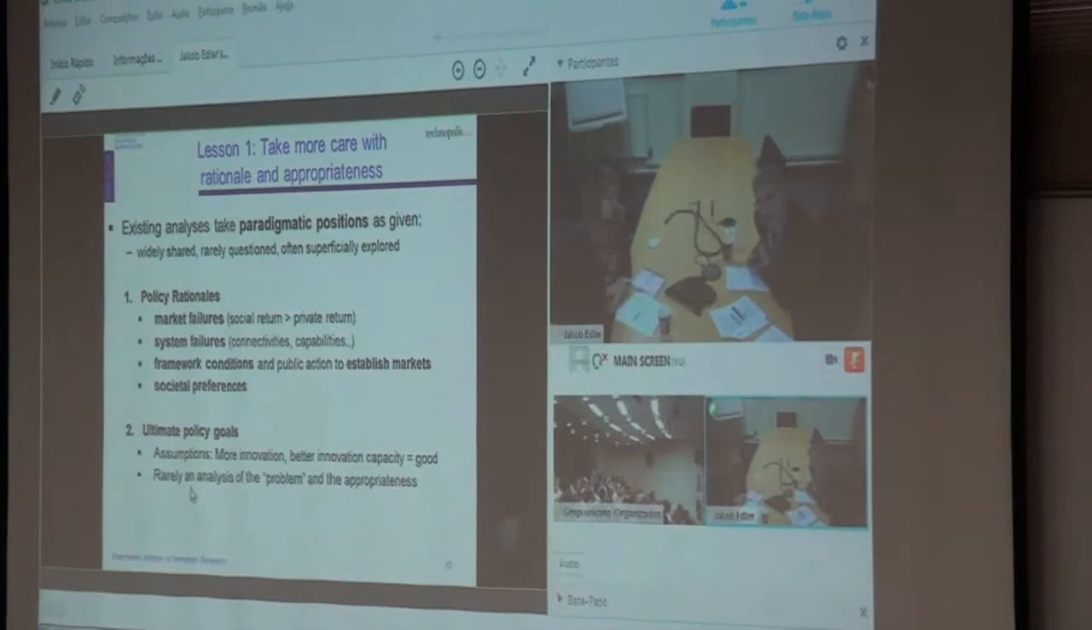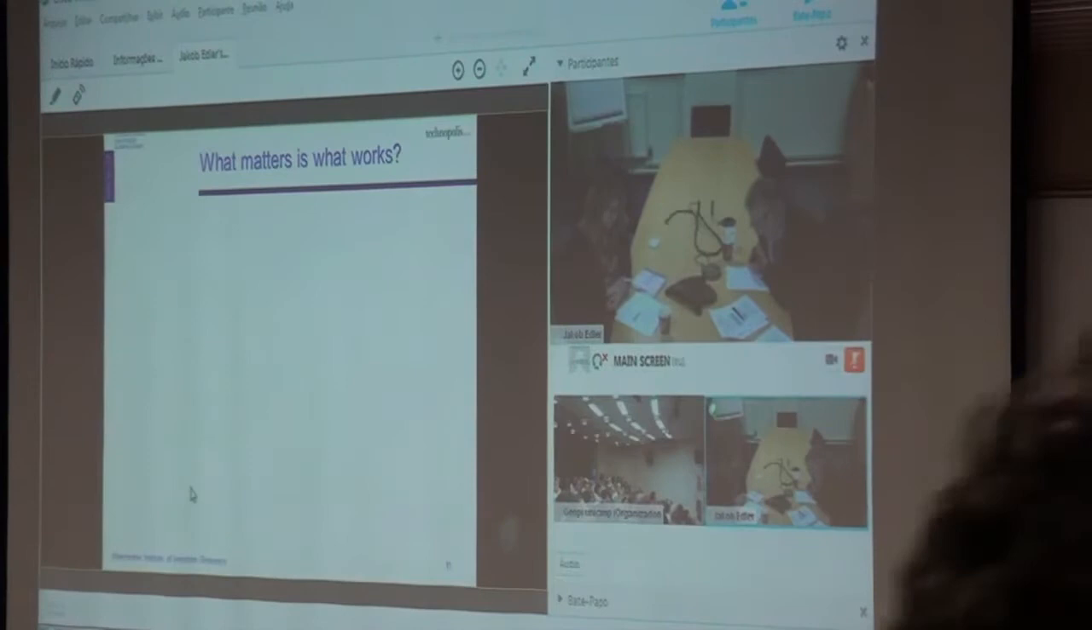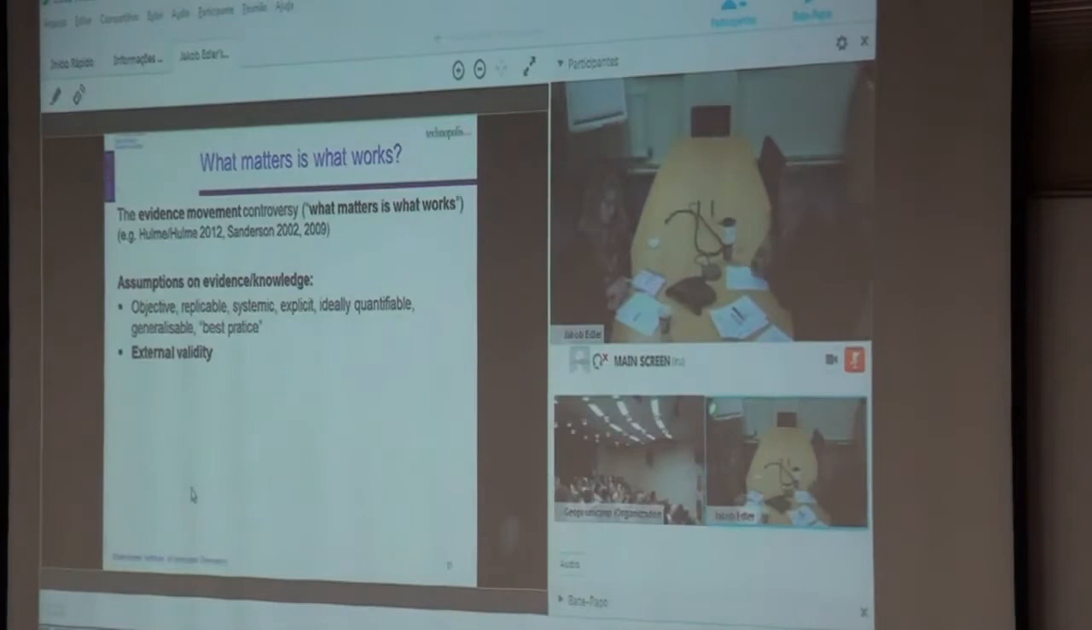To come to my second lesson, I need to have one intermediate slide, which is very much reflecting the discussion, definitely in the UK, in Europe, but certainly in the UK, about trying to use existing evidence very instrumentally. So in a way, what really matters in terms of innovation policy is what works. The idea for our study was born in the Department for Business, Innovation and Skills, where the minister said, wouldn't it be nice to know what works on the basis of existing evidence?